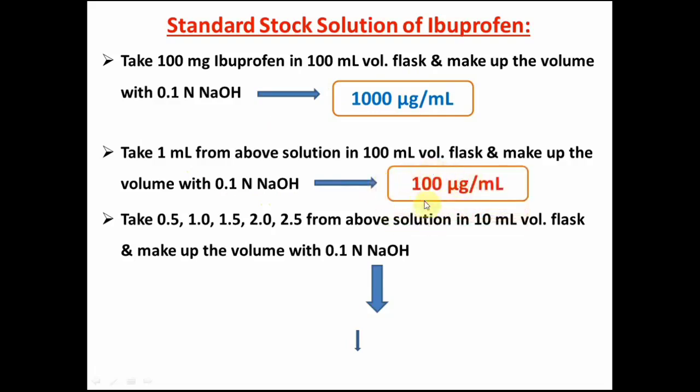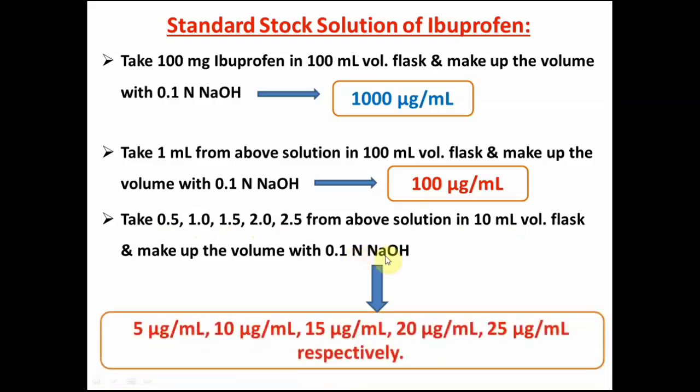Then from this 100 microgram per ml, we take 0.5, 1.0, 1.5, 2.0, 2.5 ml into 10 ml volumetric flasks and make up the volume with 0.1 normal NaOH. So we will get 5, 10, 15, 20 and 25 microgram per ml. These are the working standards.